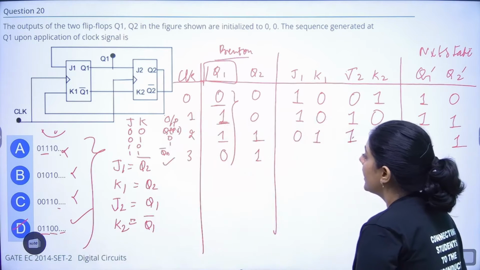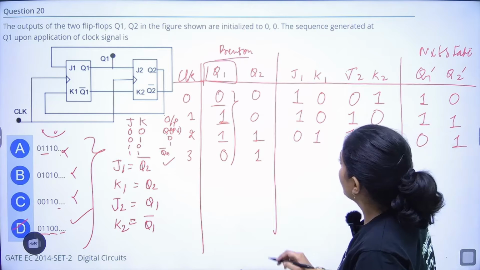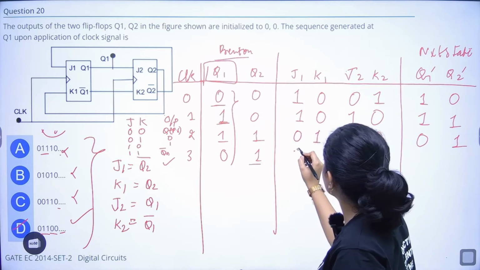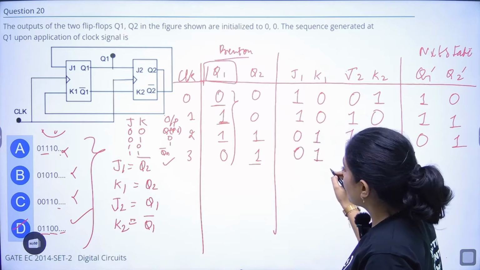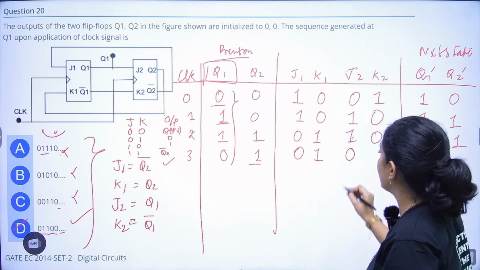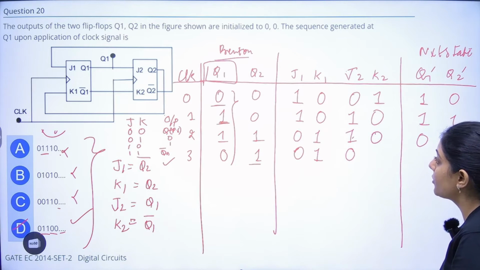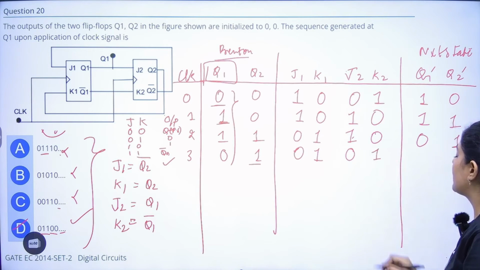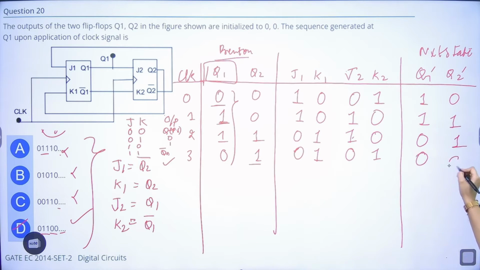So let's just do it. J1 is equal to Q2 bar, so that is equal to 0, and K1 is equal to Q2. J2 is equal to Q1, which is 0, and K2 is equal to Q1 bar, that is equal to 1. So 0, 1 is 0, 0, 1 is 0.